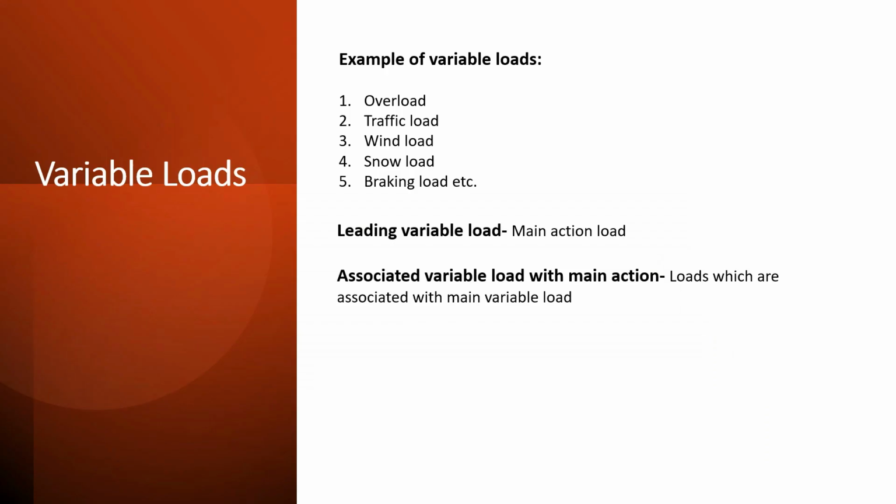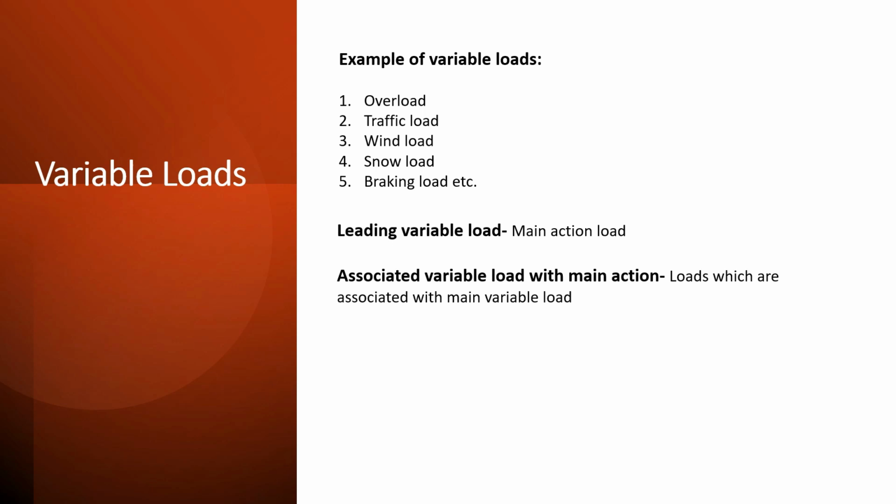Before understanding the load combination system, we have to understand how we use the variable load in it. What is the variable load? A variable load might be any kind of load like overload, traffic load, wind load, snow load, or braking load, etc. There are a lot of variable loads. When we make the load combination, we consider only one load as the main action load. Mind it, we always consider only one load as the main action load, and the other loads are the associated variable loads with the main action load.